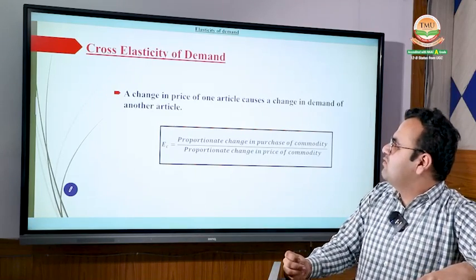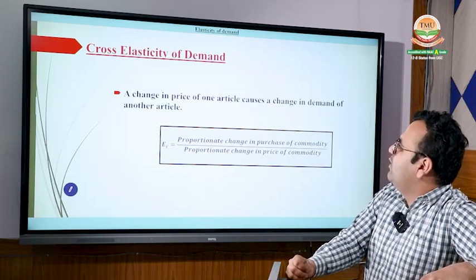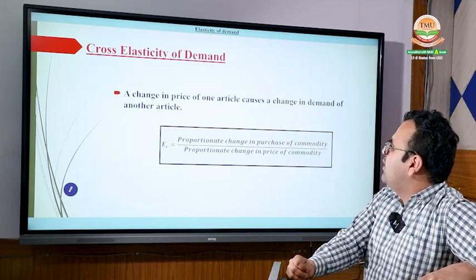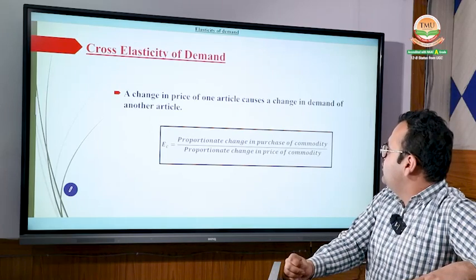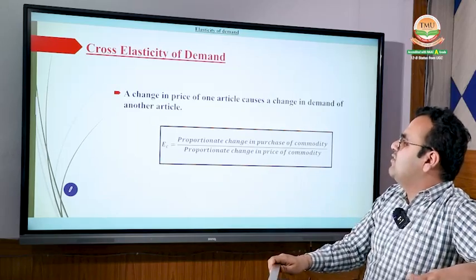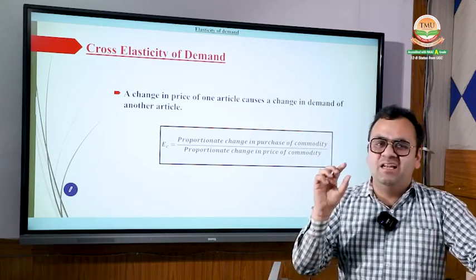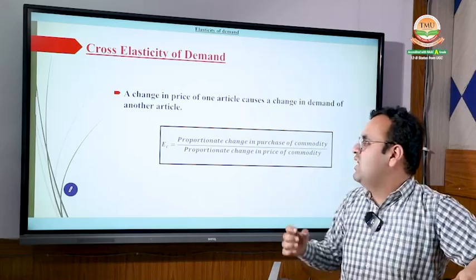Next, cross elasticity of demand. A change in the price of one article causes a change in the demand of another article. Proportionate change in the purchase of the commodity over proportionate change in the price of the commodity is the formula which we use in the cross elasticity of demand. When there is a change in the price of one good and a change in the demand of the consumer for another, it is known as cross elasticity of demand.